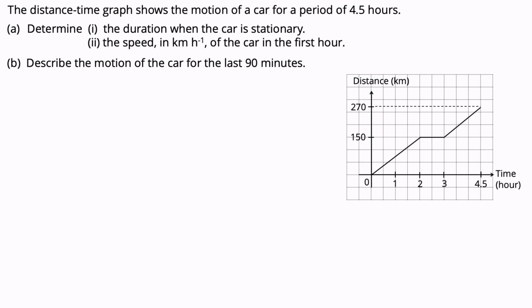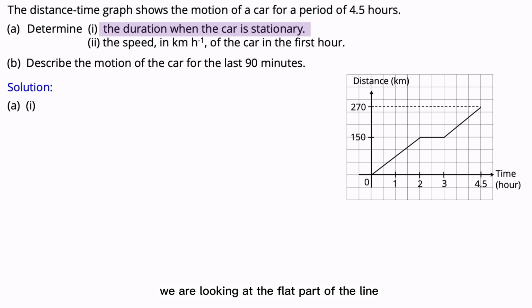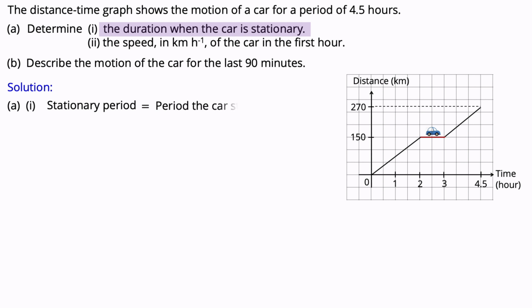Next, look at the distance time graph. It shows the motion of a car for a period of 4.5 hours. A. Determine the duration when the car is stationary. As previous, we are looking at the flat part of the line. The stationary period, where the car stops, is in between the 2nd to 3rd hours. 3 minus 2, the stationary period is 1 hour.